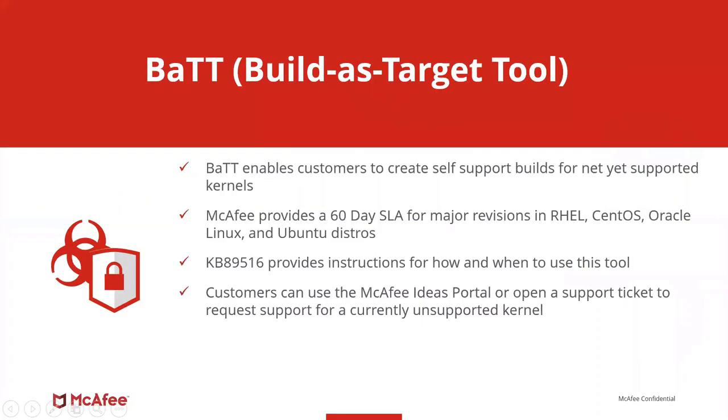So as I was saying, the build-as-target tool is to provide help with the 60-day SLA for kernel releases. Currently, we have a 60-day limitation on when a kernel is released versus when we support it. We have a process now that you can open a case with support for an unsupported kernel, and it'll get processed by the product managers and engineering management for Linux, so we can decide what comes in the next version. Linux typically releases every month.